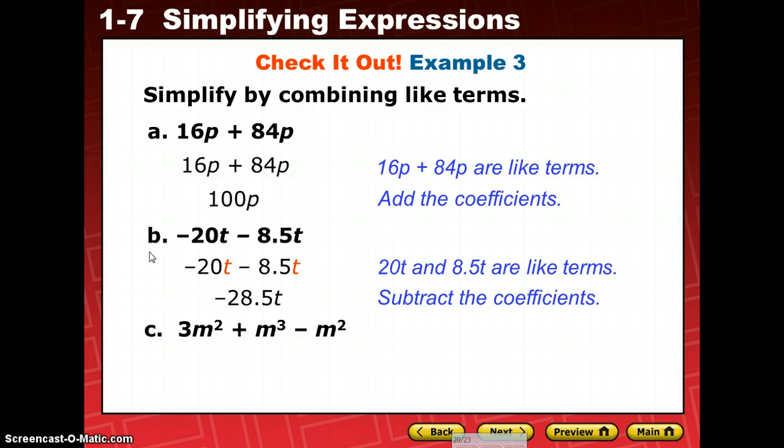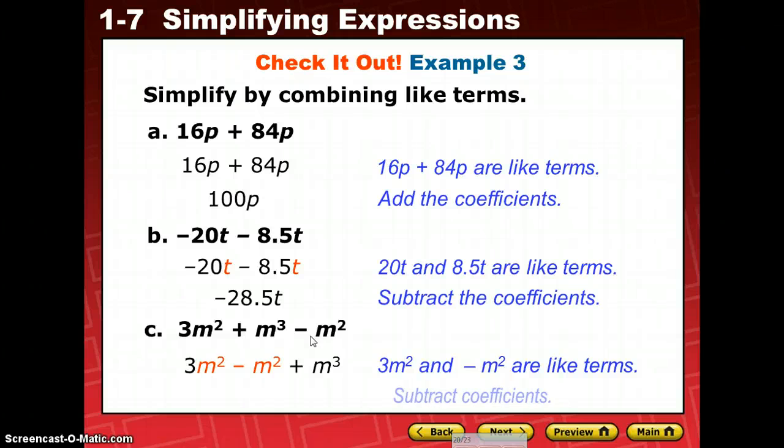Down here on C, you'll see that we have m squared, and then we have m cubed here. So the m cubed is not a like term as the m squared. When we are combining, we can combine this coefficient with this one, but here there is no number, so remember that means 1. So we have 3m squared minus 1m squared plus m cubed. When we combine those, we end up with 2m squared plus m cubed.